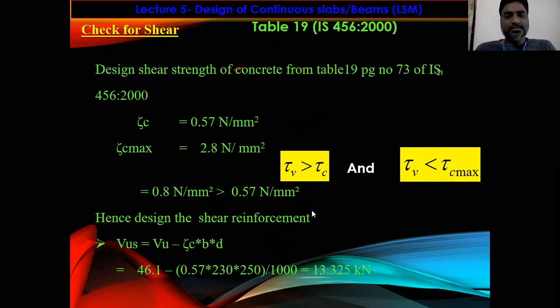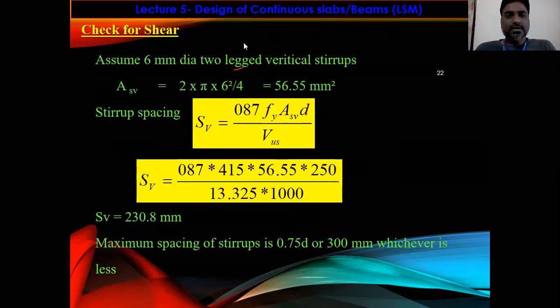So you can assume the diameter of the shear reinforcement. So here I am assuming 6 mm diameter two-legged vertical stirrups. So A of SV is nothing but 2 into pi d squared by 4, because two-legged, so 2 into pi d squared by 4 is equal to 56.55 mm square.